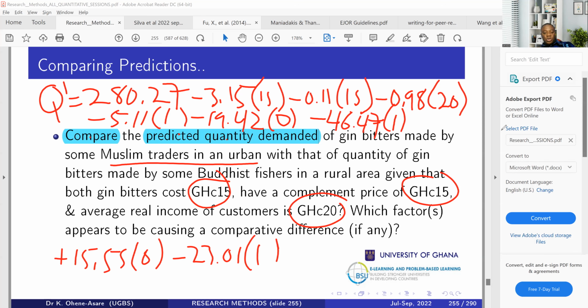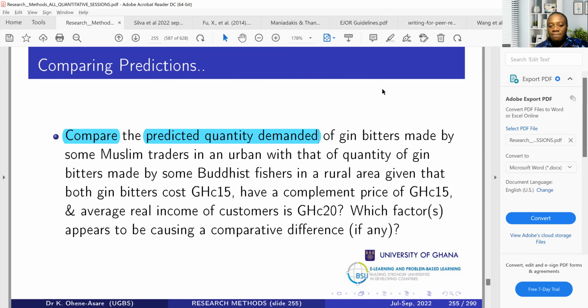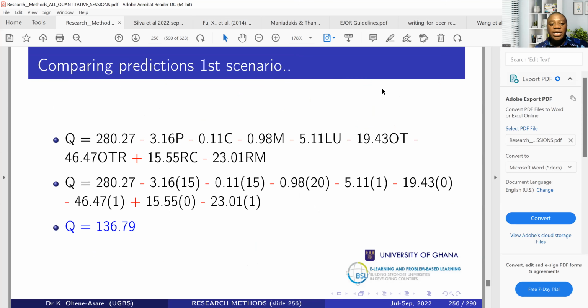If you do the substitution correctly, like we have done, and you go and do all of this calculation, ladies and gentlemen, you will be in a comfortable lead. Let me show you the answer that you're going to get. You're going to get approximately 136.79 for the first scenario. If you take your time and check slightly, you'll get something like this.